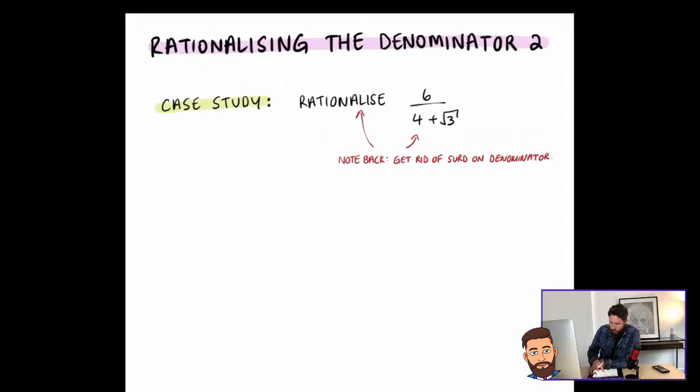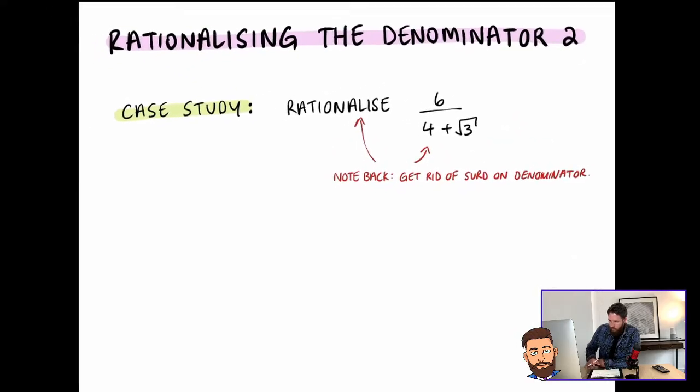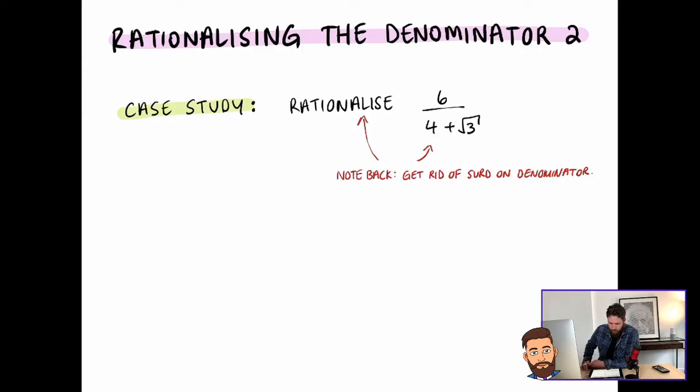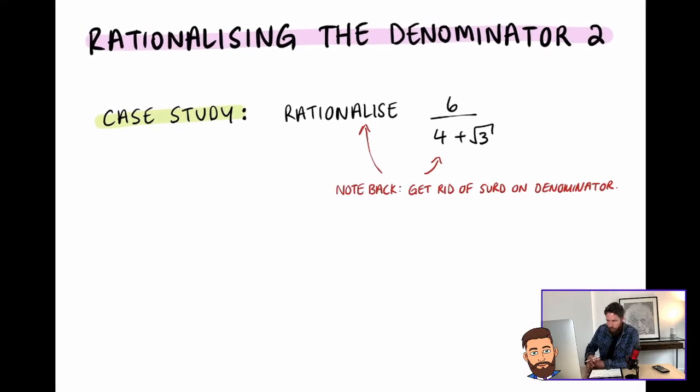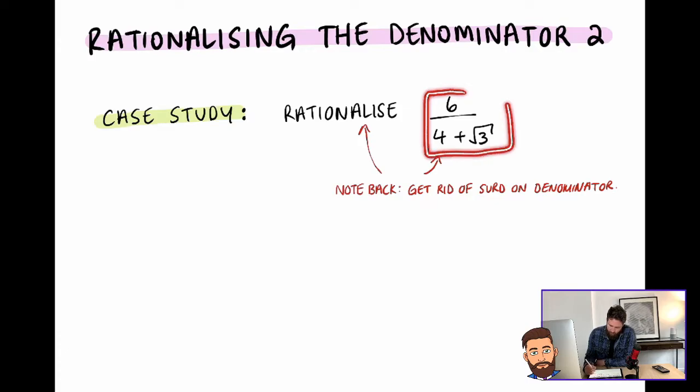Okay, moving on. Rationalizing the denominator, part 2. This is where things get a little bit more tricky. We're going to look at a case study here, and we're going to be asked to rationalize 6 over 4 plus root 3.